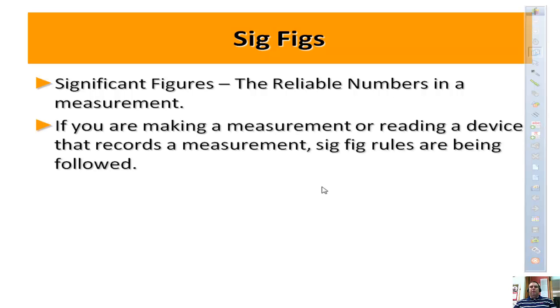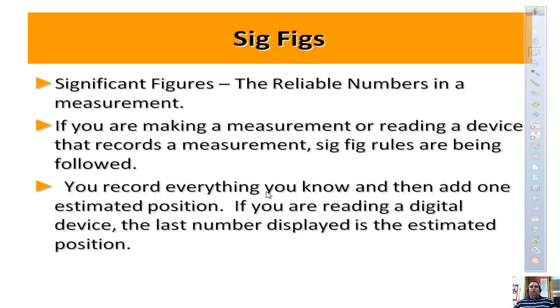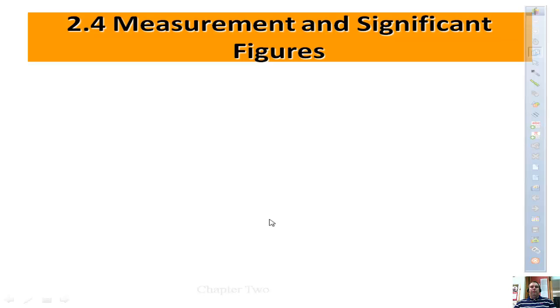If you are making a measurement or reading a device that records a measurement, Sig Fig rules are being followed. If you're making a measurement, you will have to follow those Sig Fig rules. Here's the hint. You record everything you know, and then you add one estimated position. If you're reading a digital device, the last number displayed is the estimated position. So when you do some labs for me back there where you're using the electronic balances, those devices are following Sig Figs. If you're using something that's manual, like reading a graduated cylinder or reading a meter stick or ruler, you will be the one that has to apply those Sig Fig rules.